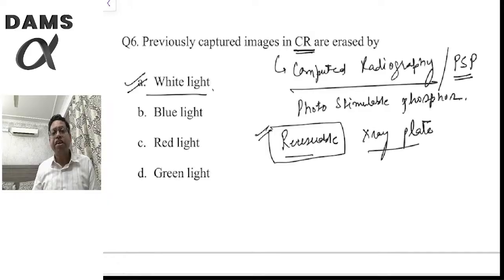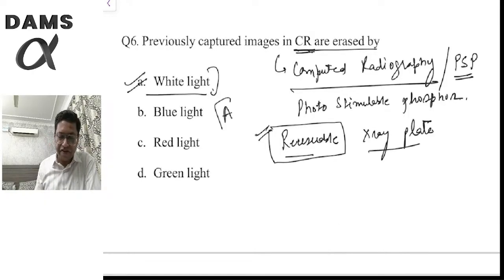Blue, red, green light is not used. The white light is used for erasing the previously captured images in a CR, that is computed radiography of photostimulable phosphor plates. Option A would be the answer.